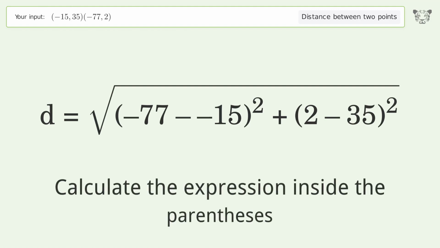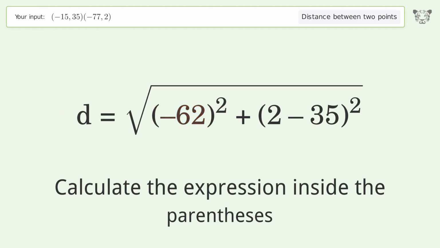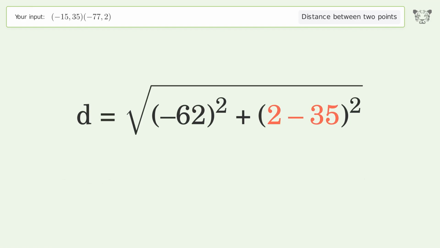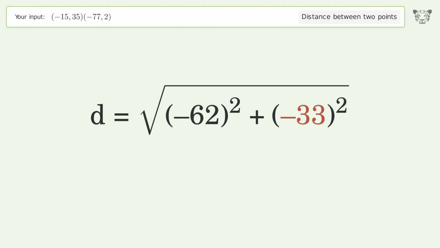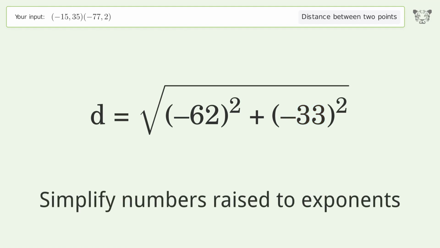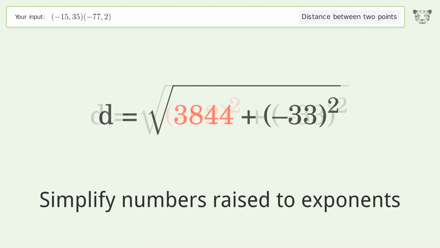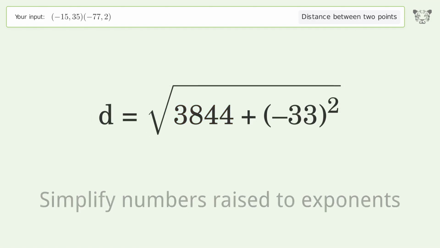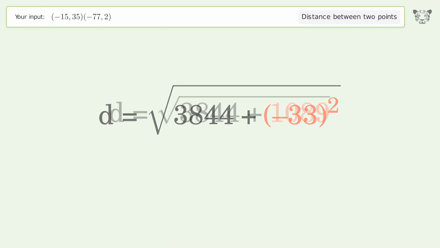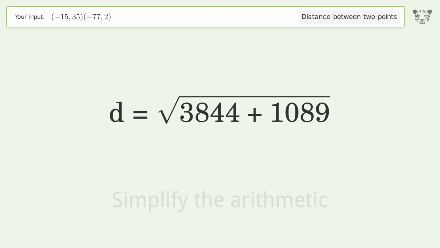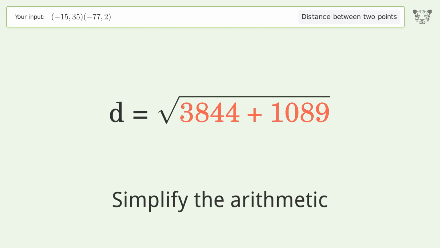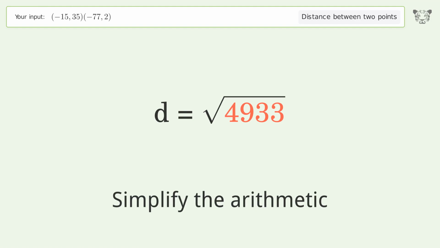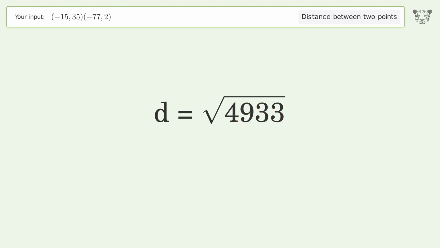Calculate the expression inside the parentheses. Simplify numbers raised to exponents. Simplify the arithmetic. And so the distance between the 2 points is the square root of 4,933, or 70.235.